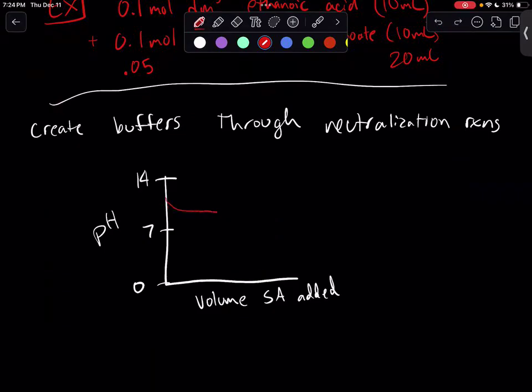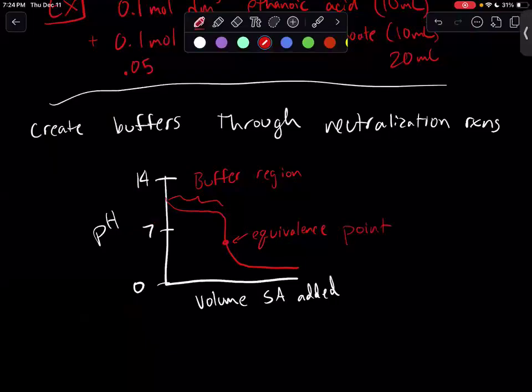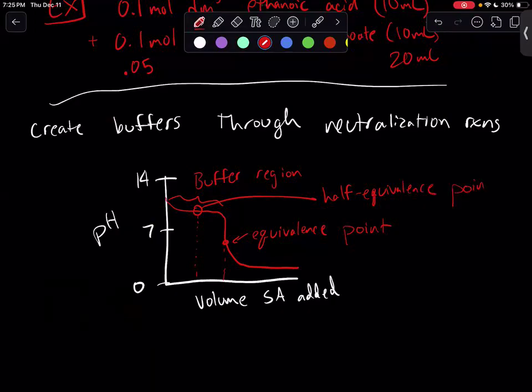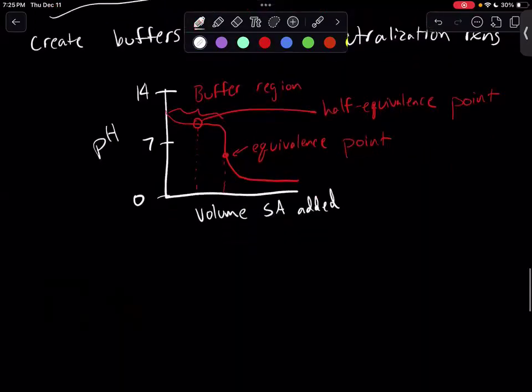Let me try that one more time. All right, a little bit better, not great. We actually know this as our buffer region. And right here is our equivalence point. Which means at halfway through that, right here, we are at our half equivalence point. And part of that half equivalence point is at half EQ or EP.